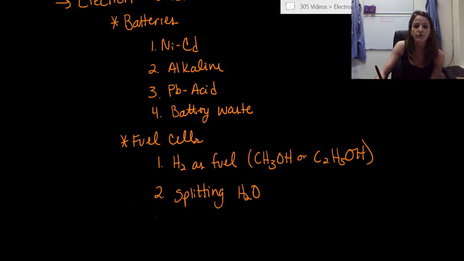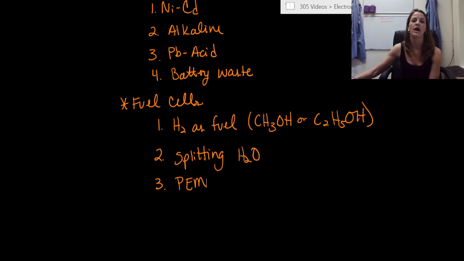Then for fuel cells specifically, we really focused on the PEM, or the proton exchange membrane fuel cell. Okay, so I would make sure I understand that schematic very well and know exactly how you go from your anode to your cathode and exactly where they are located on that fuel cell.